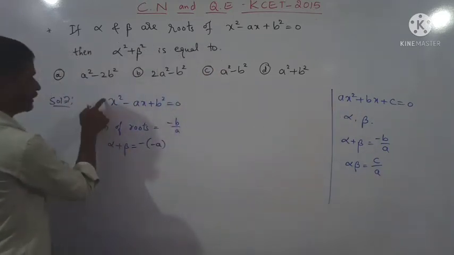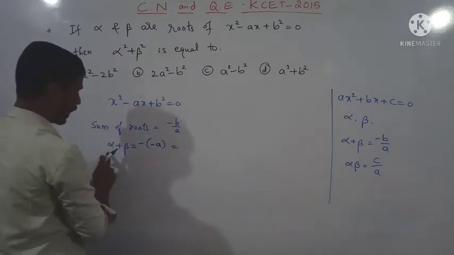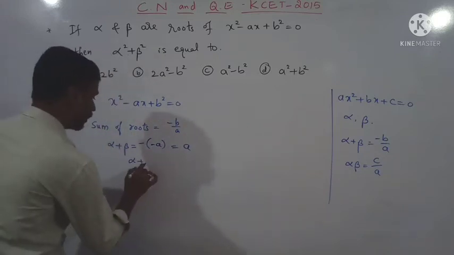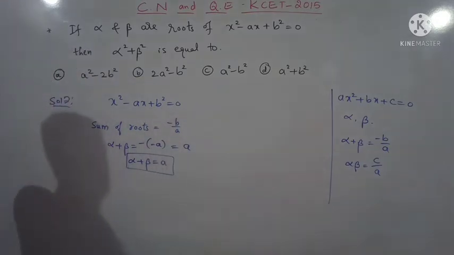The x square coefficient here is 1, so divided by 1. Therefore alpha plus beta equals minus into minus plus, that is a. Therefore alpha plus beta equals a. One result we got: alpha plus beta equals a.